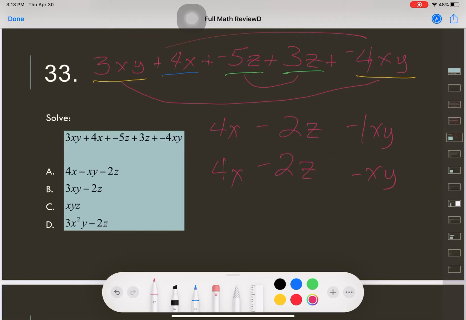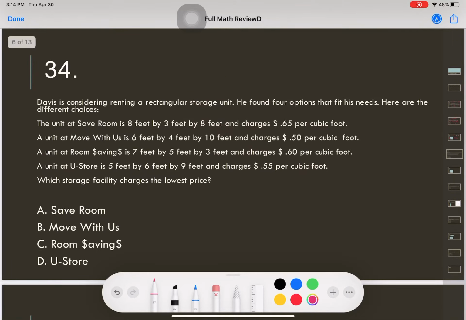So if I look at these, it's in a different order, but it still has the 4x, my negative xy, and my negative 2z. That's A. Typically, they put them in alphabetical order. I know I didn't down here, but it's just the way I combined it. You'll still get the same answer.